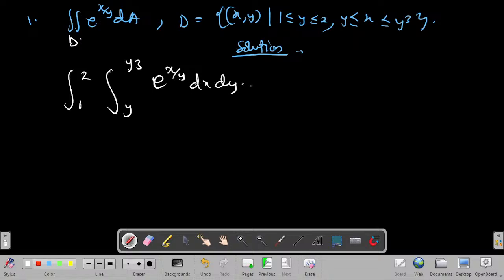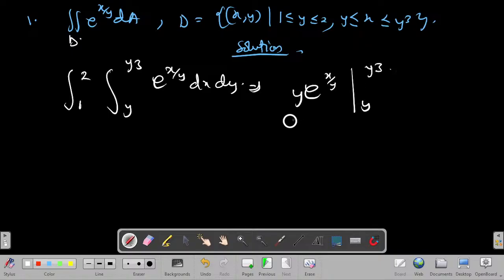Let's simplify this. We are integrating this expression with respect to x. You are going to divide by the coefficient of x over y. This expression, if you differentiate, you get 1 over y, then you divide by that. So I get y e to the power x over y. Then I'll put my y cube inside.